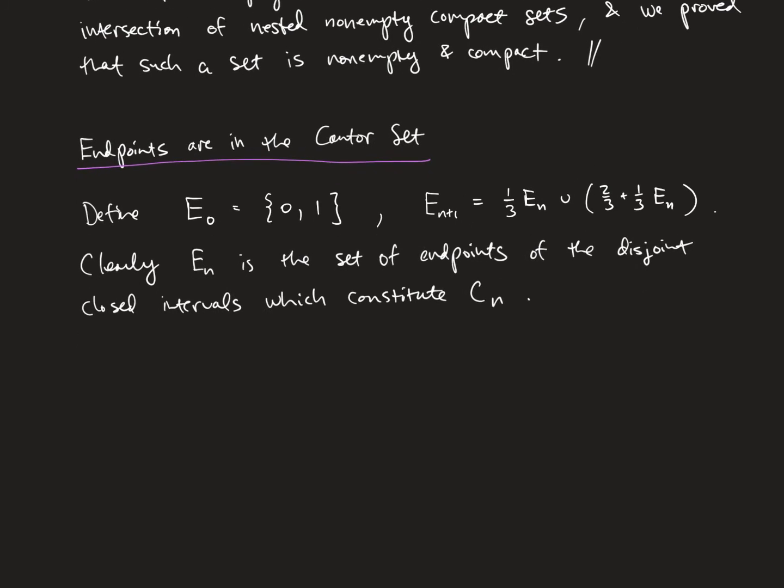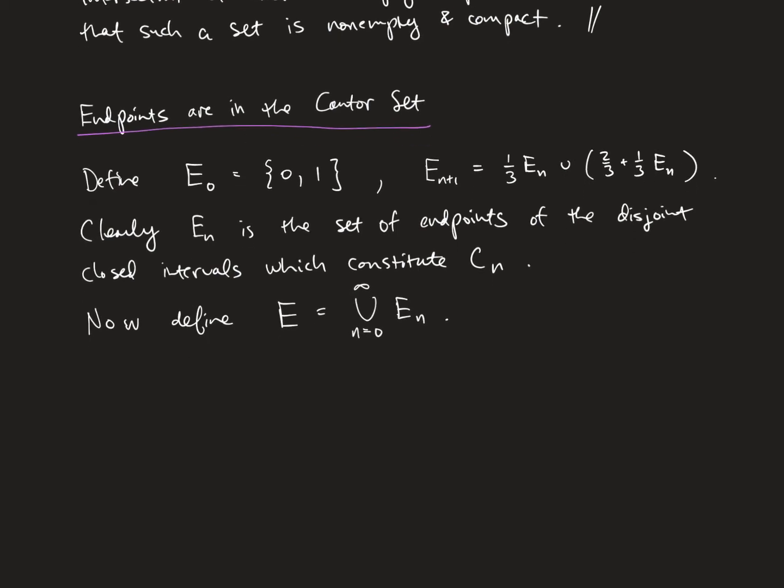And so let's now define E to be the union of all of these E_n's. Okay, so this is going to be the endpoint set, and we're going to show that this is contained in the Cantor set. So, proposition.